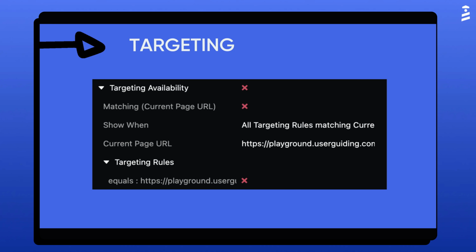If you see an X inside the Targeting Availability tab, the current page you are on does not match the material's targeting conditions. You should review and adjust the targeting settings so the content is displayed on the intended pages.